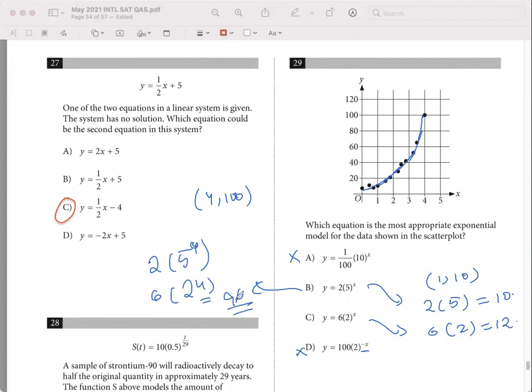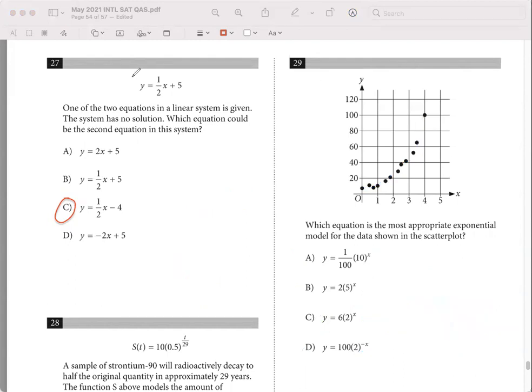One more point. Let's put x equal to 2 in this. So 4 times 6 is 24. Yeah, so it is C. C is the best fit. The power of 5 was increasing rapidly.